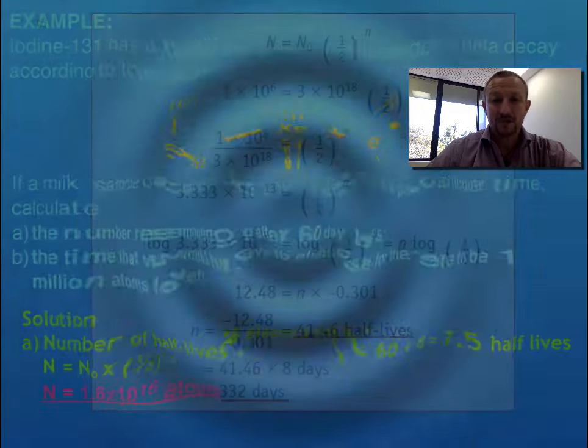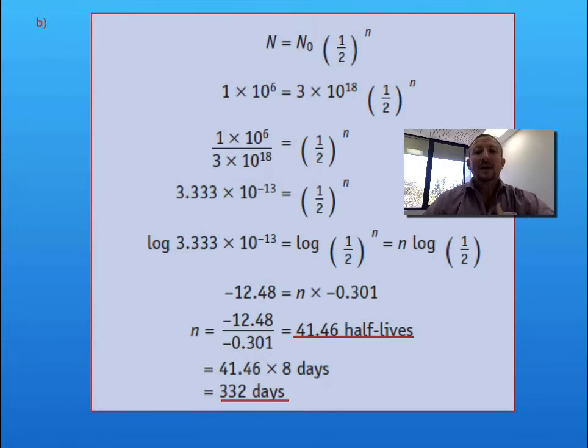And here's the solution. So you can see there we've put down our formula. N equals N0 times half to the n. So we've substituted in the values there. 1 times 10 to the 6 equals 3 times 10 to the 18. So that's what I want to finish with and what I started with, and I've got half to the n. So I've got to find out what that subscript is. So I've taken the number of starting atoms to the other side.